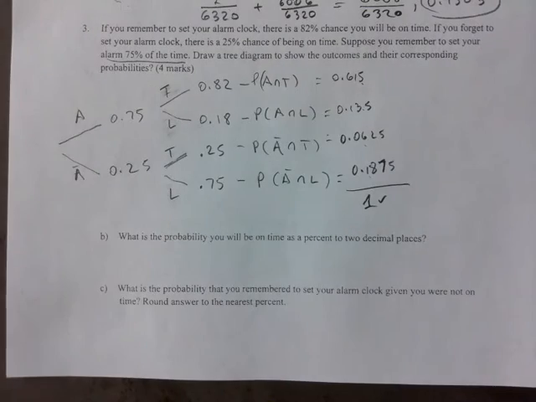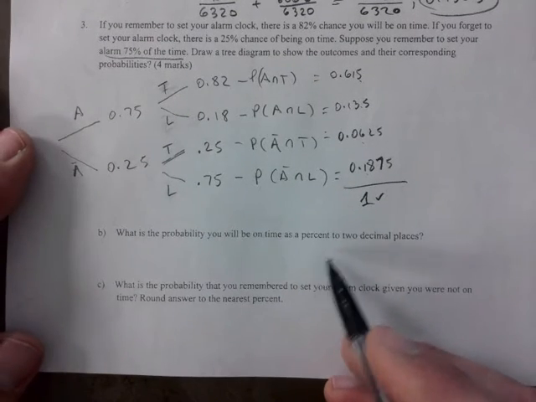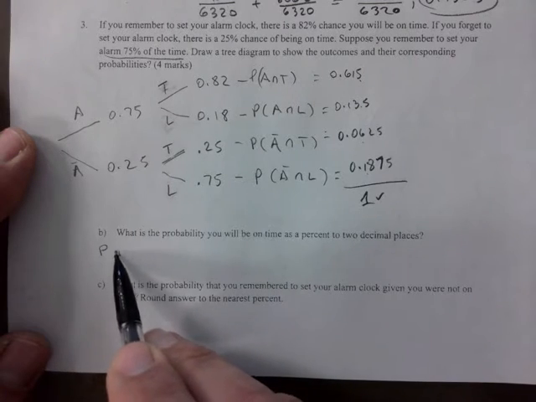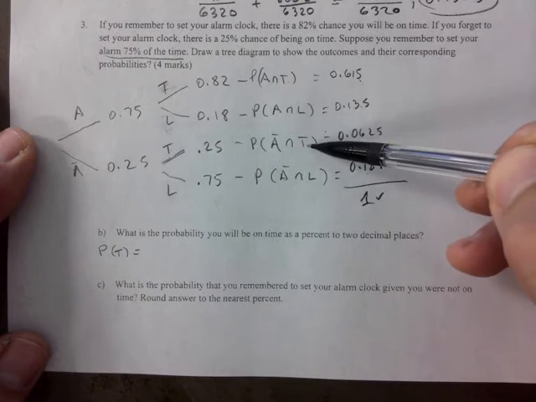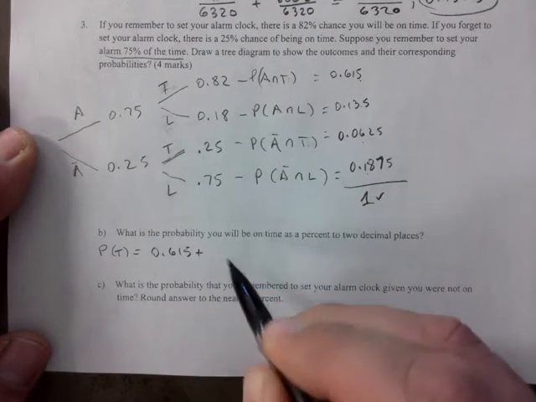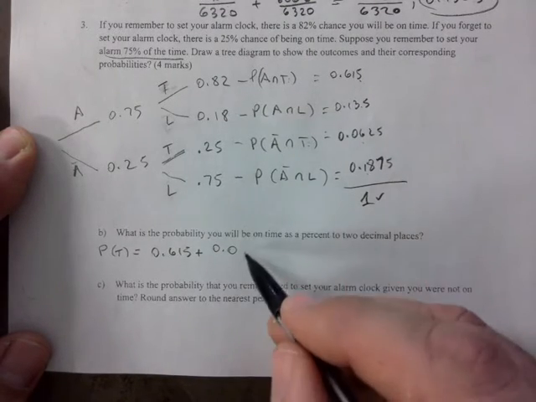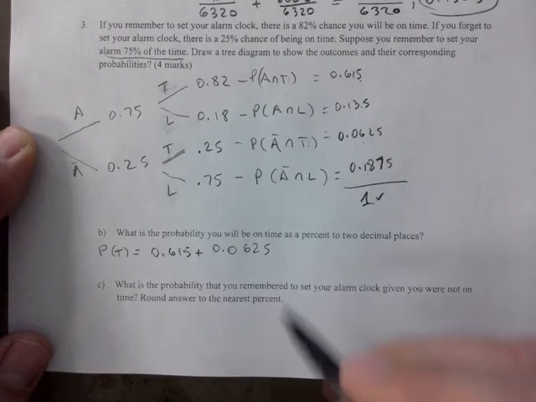And then we have, what's the probability you will be on time as a percent to 2 decimal places? Very picky, right? Anyways, probability of being on time. So you just check, right? This one and this one does the trick, right? So show me the 2 that you're adding. Because even if you get it wrong, like let's say you make a mistake on the diagram, I will still give you the marks for consistency here.